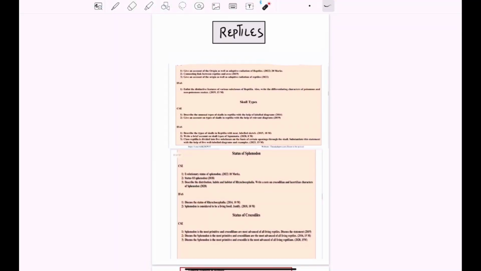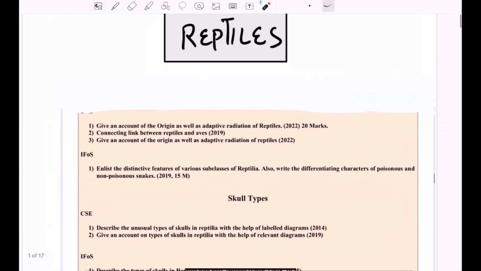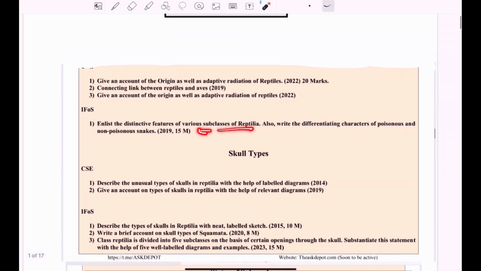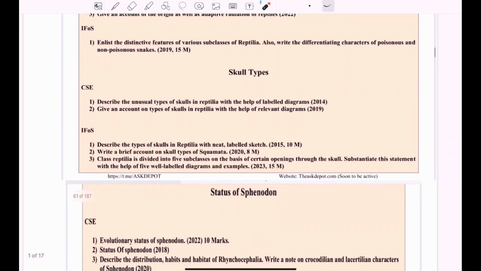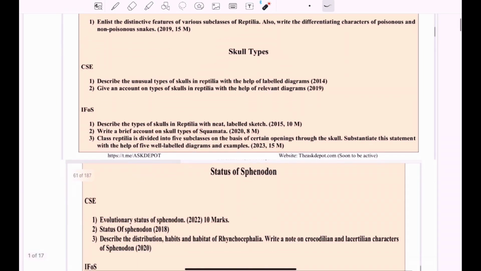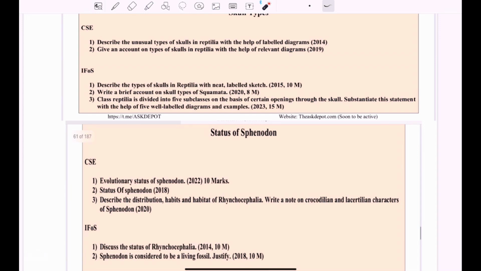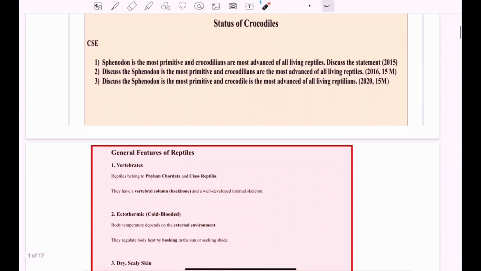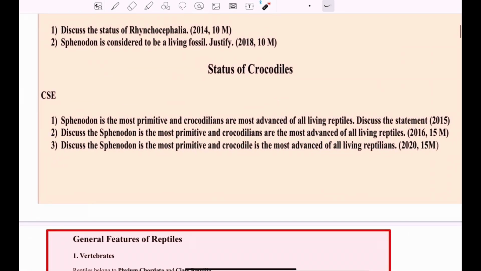In this lecture, we will discuss the class Reptilia or reptiles. Previously, if you go through the previous year questions, you will see that questions have been asked about the origin as well as about the subclasses of the Reptilia. Questions have been asked about skull types in different subclasses, and even the status of Sphenodon, the status of crocodile, Rhynchocephalia. These are topics mentioned in the syllabus, and questions have been asked once in a while about the topics mentioned in the syllabus.